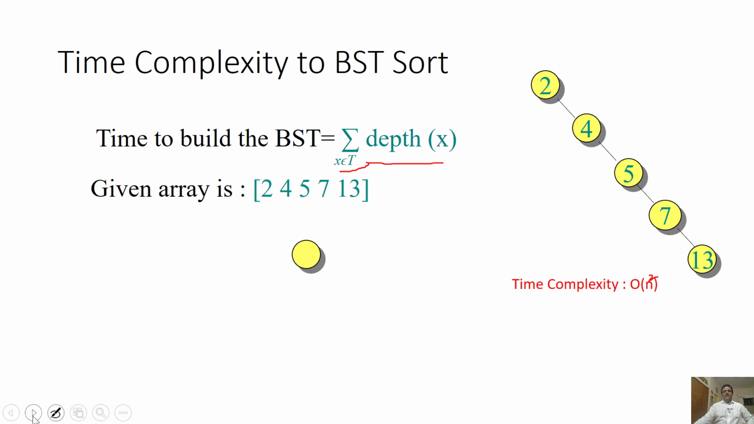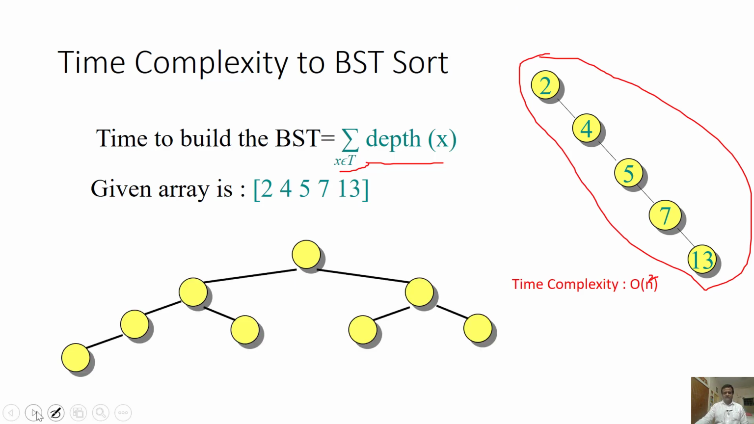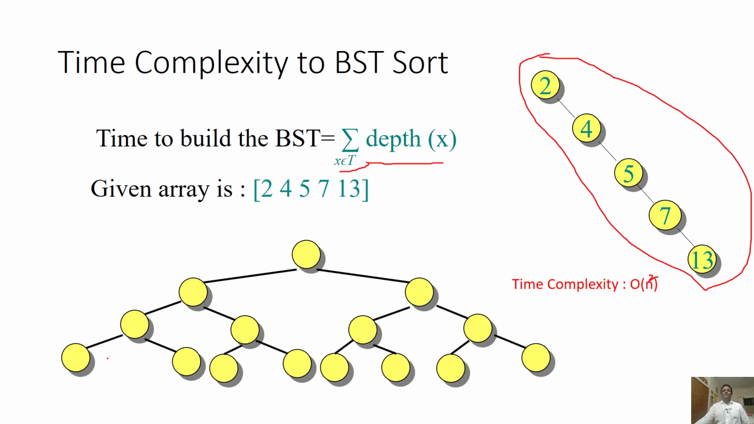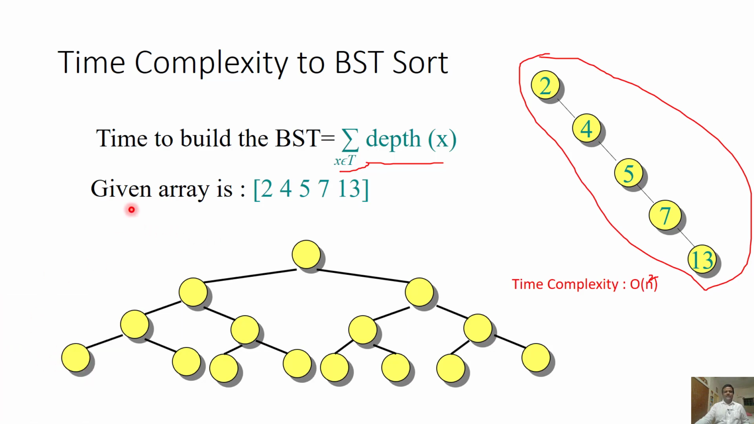Okay, so now let us talk about when we have a better option. This is not a good tree, this is a bad tree. So what is a good tree? A good tree is like this. I love to draw this tree. This is a good tree, because if there are n nodes, the height of this tree is log n.